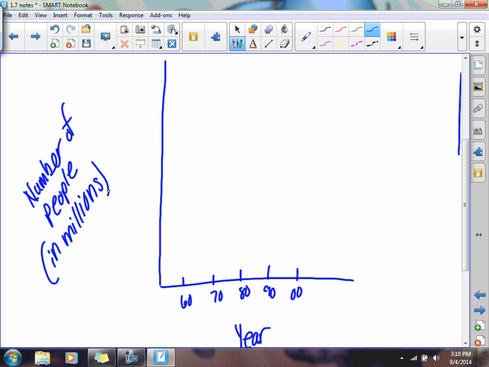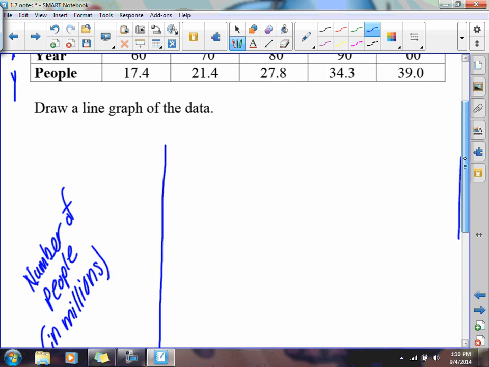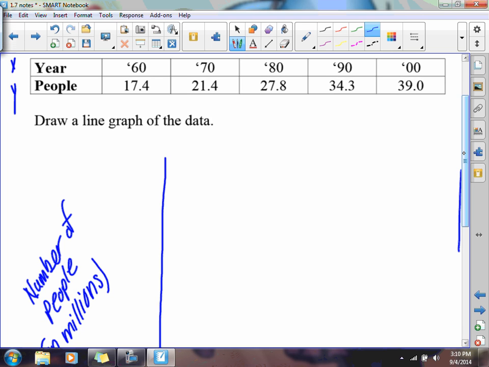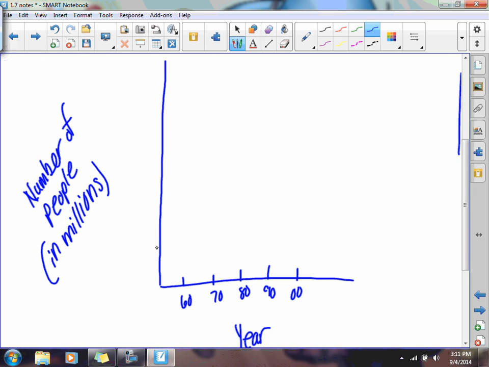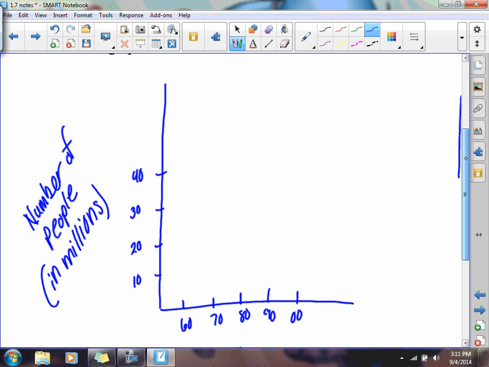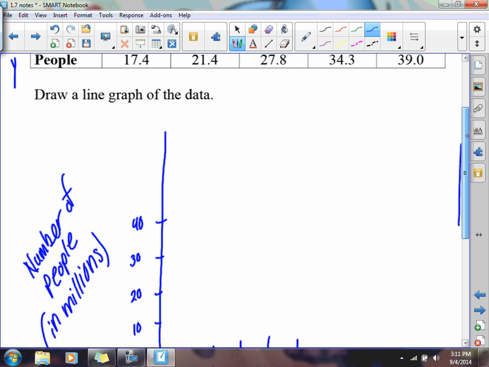Okay. Now again, I want to look and see what my increments are. I'm going from about 17 up to about 40. So again, a good increment for this axis might be by tens. 10, 20, 30, 40. And you could space it out more if you would like. You could count by fives if you would like. Just make sure that you're able to represent the data clearly.